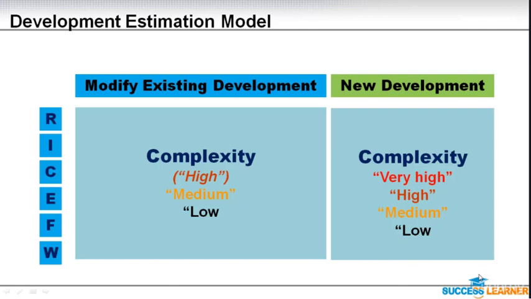Now, in the estimation matrix that you can download, you will see that we have the high and very high effort for both categories, existing development and new development. But my recommendation is don't use the high and very high in the modify existing development, but go for the new development.